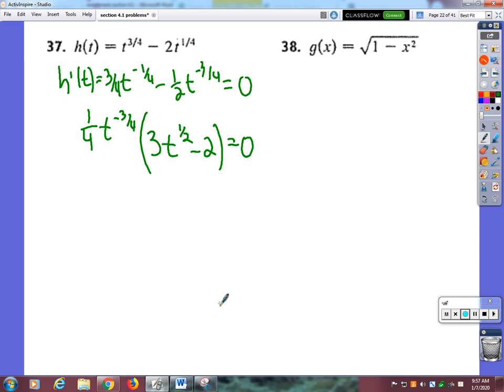All right, so we should be pretty good at this by now. When is this first piece undefined? 0, so one of our critical numbers is t equals 0. How would I solve this for t?